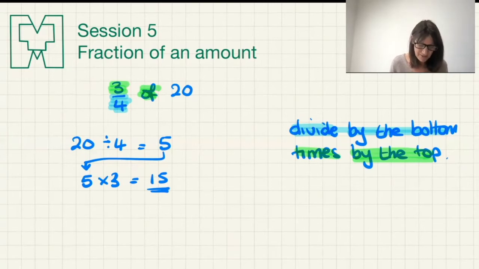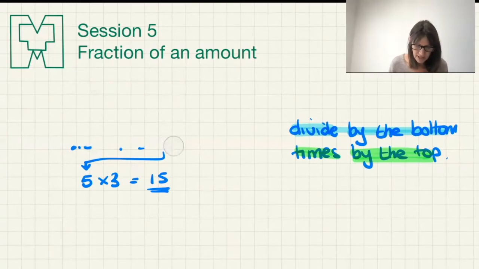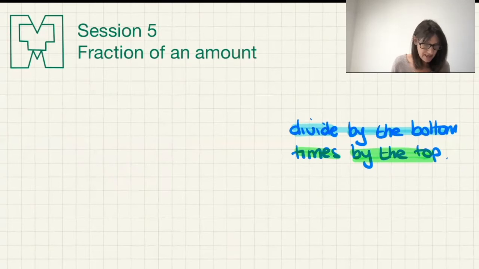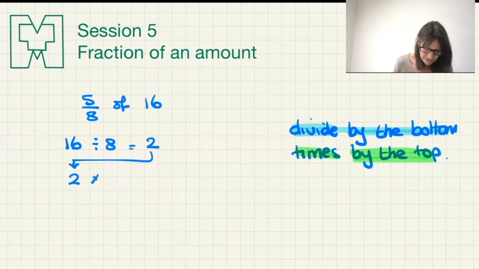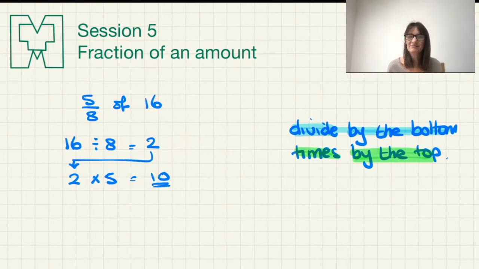Okay, so let's see it without all the explanations. Let's just see an example flowing. So 5/8 of 16. So I take the 16, divide by the bottom, so divide by 8. That gives me 2. I then take the 2, times it by the top, and I've got 10 is my answer.